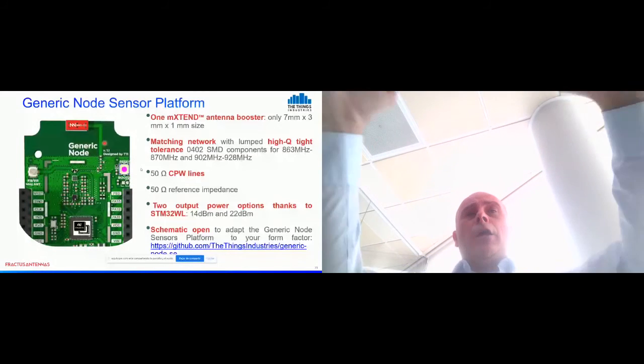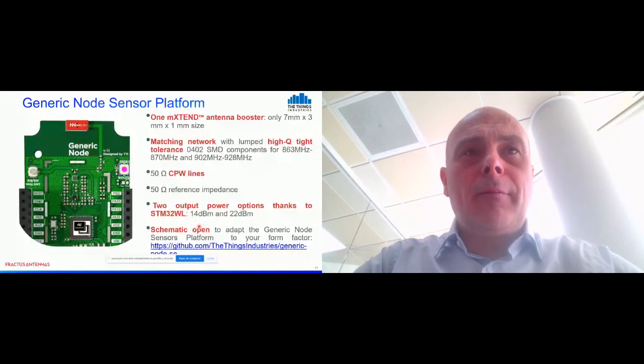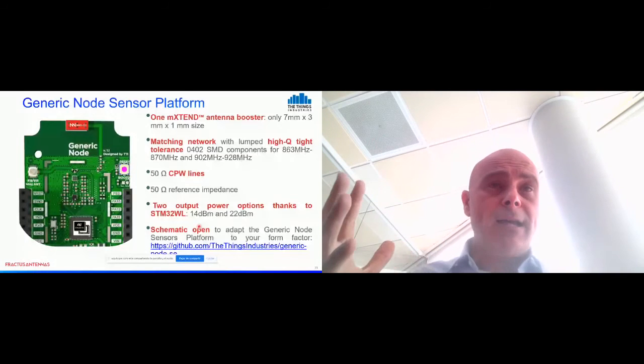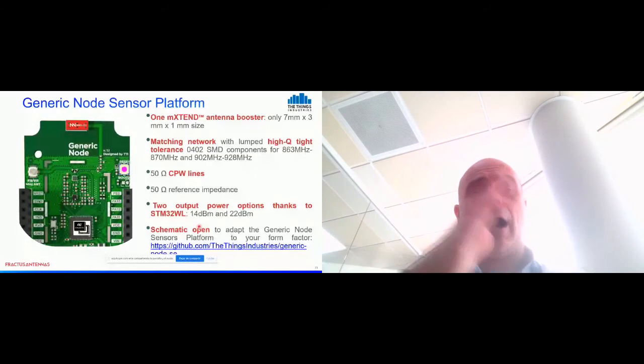1MX10. This generic node is very attractive because it's twofold. It's a device that you can use. So forget about hardware. Everything is done.